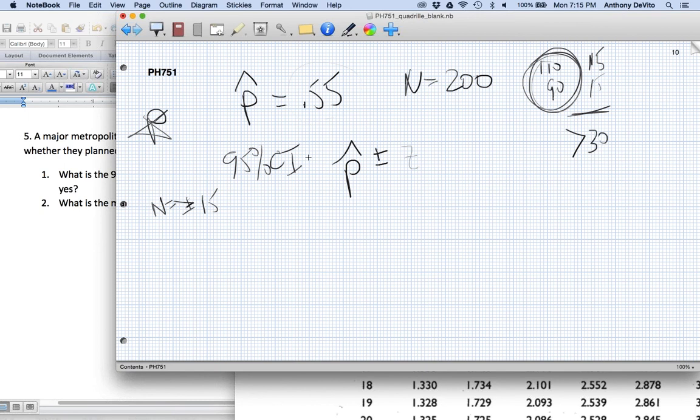Usually substantially greater than 30. So for these proportions, I'm not going to bother with the t-test. I'm just going to use the z-score, right? Z times my standard error. Okay, let's see what that's going to be.